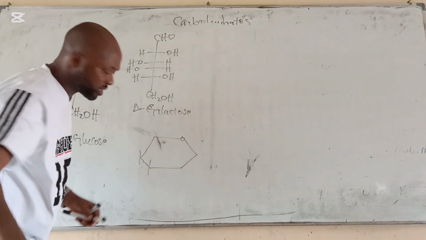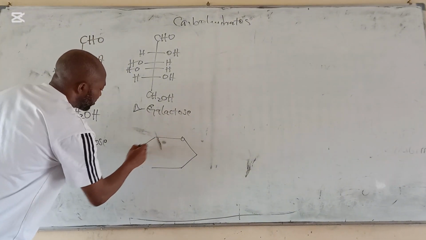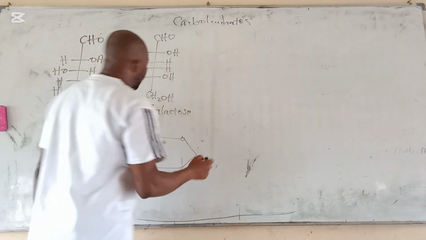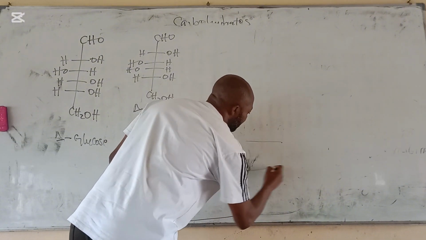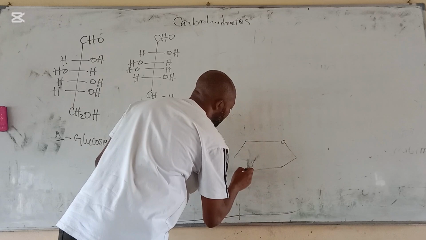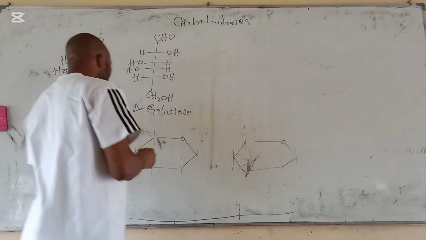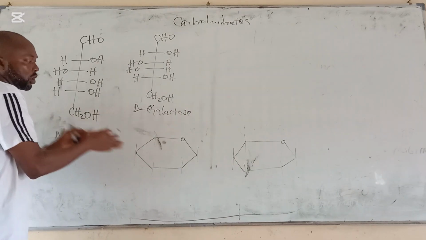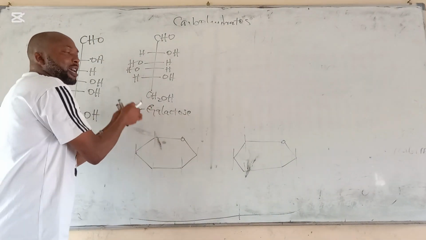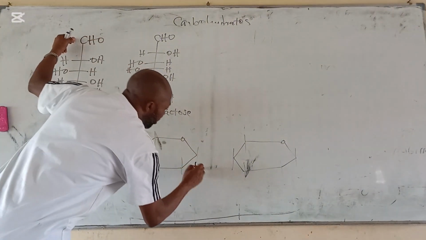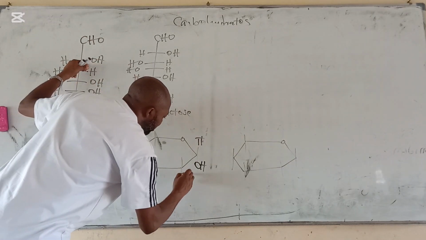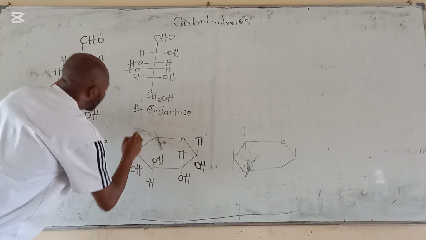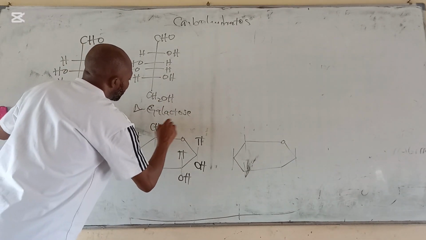Let me redraw this. The next one is that of galactose, which is also almost in the same form. Now, this will be alpha D-glucose, and this will be beta D-galactose. Alpha means OH is down, hydrogen is up. The next one, OH is down, hydrogen is up. The next one, hydrogen is down, OH is up. The next one, OH is down, hydrogen is up. This is what forms the other, and I have my CH2OH and hydrogen here.